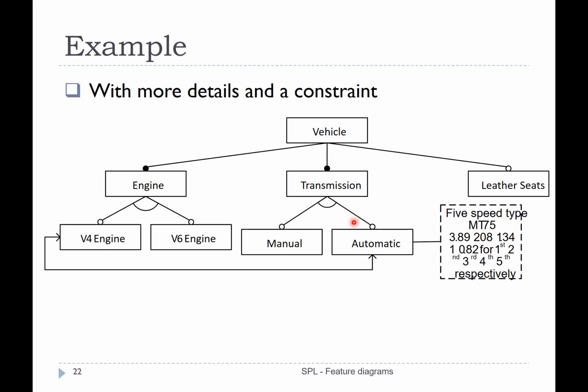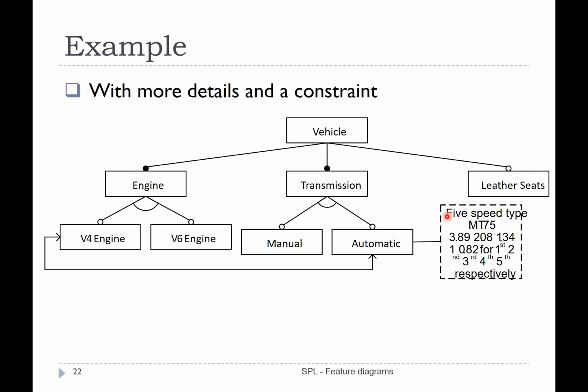This, if you remember, is the exclude relationship. It means if you're going to have a V4 engine, then you cannot have automatic transmission, and if you have automatic transmission, you cannot have a V4 engine, which means that automatic transmission in this case would only be applicable with the V6 engine. This little dotted box that you see on the side is what we call an attribute.